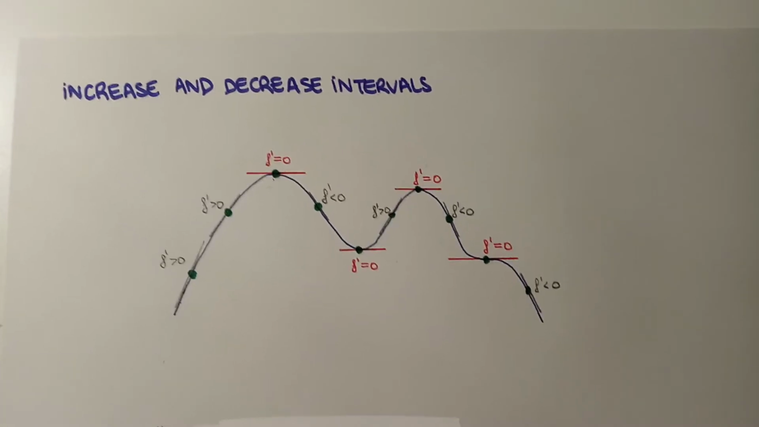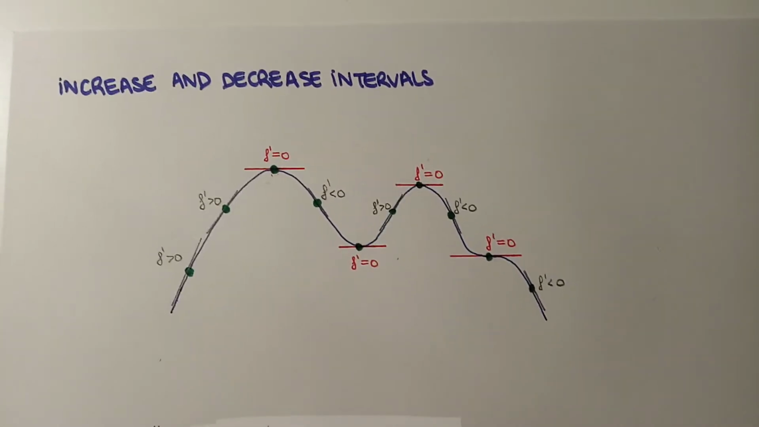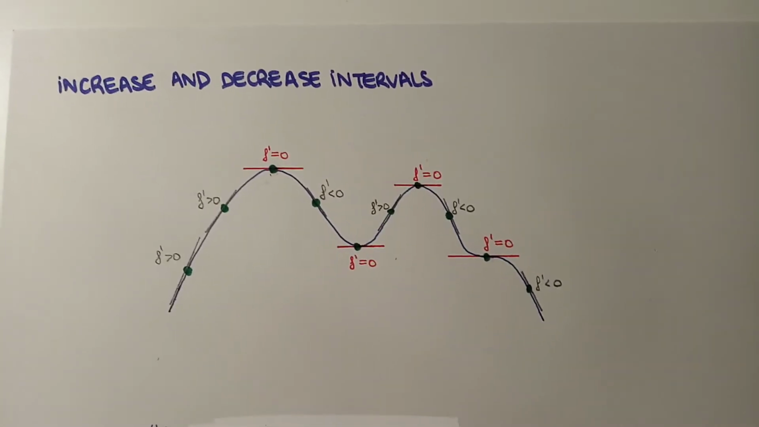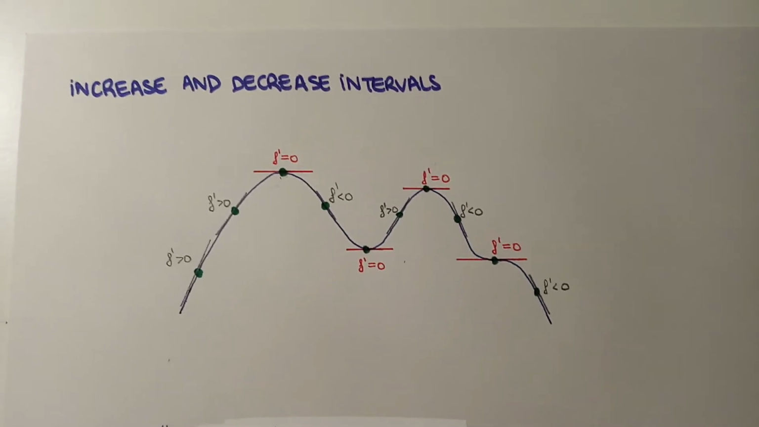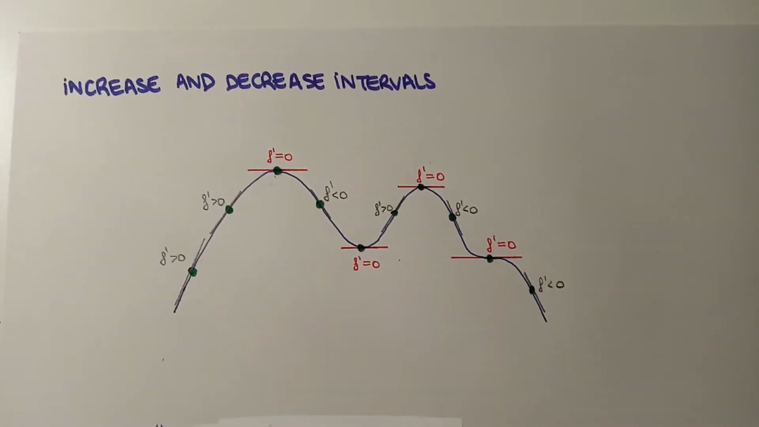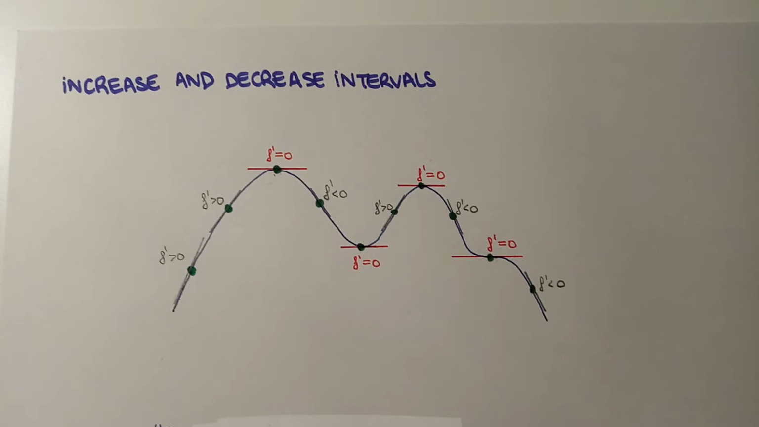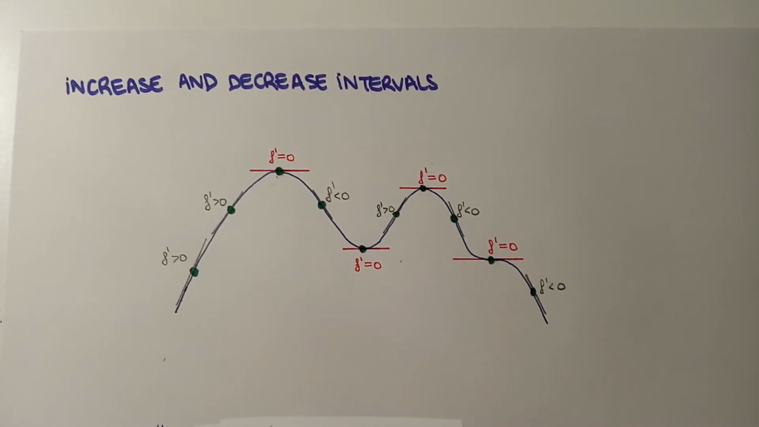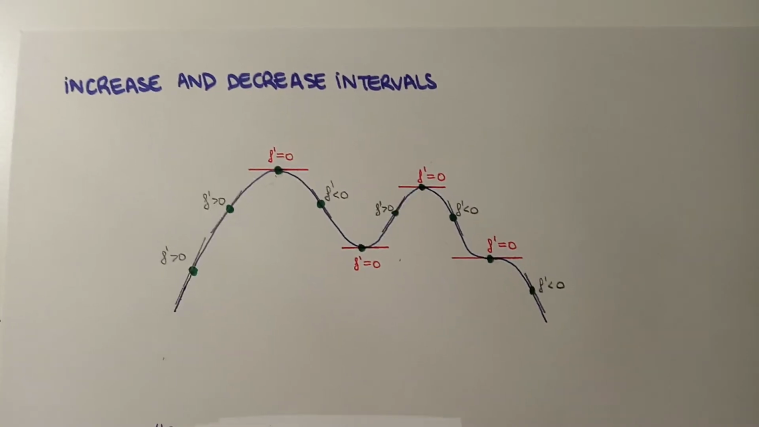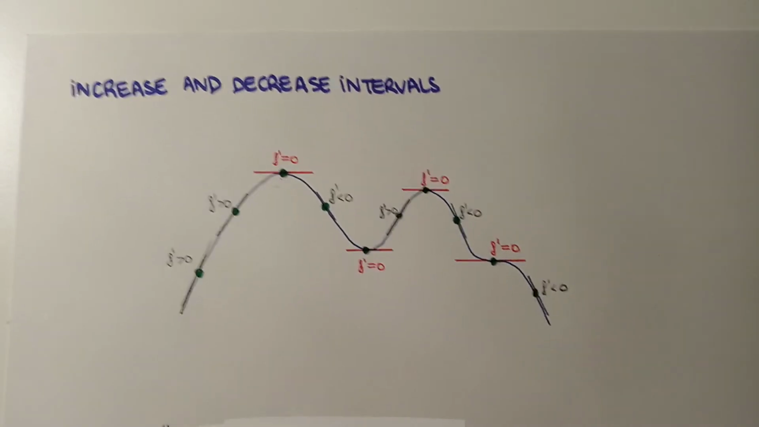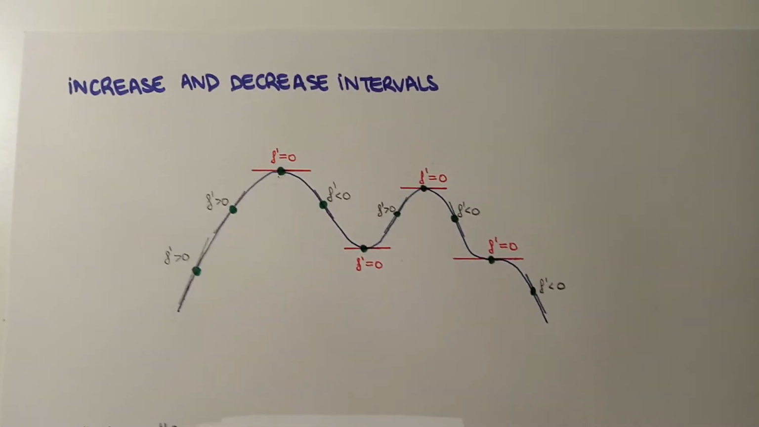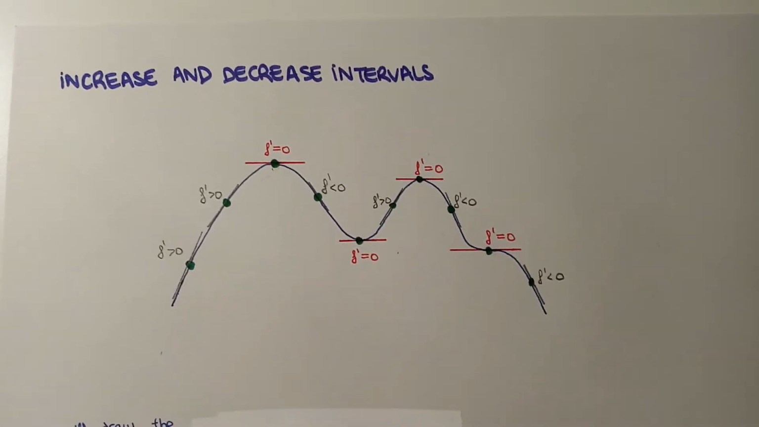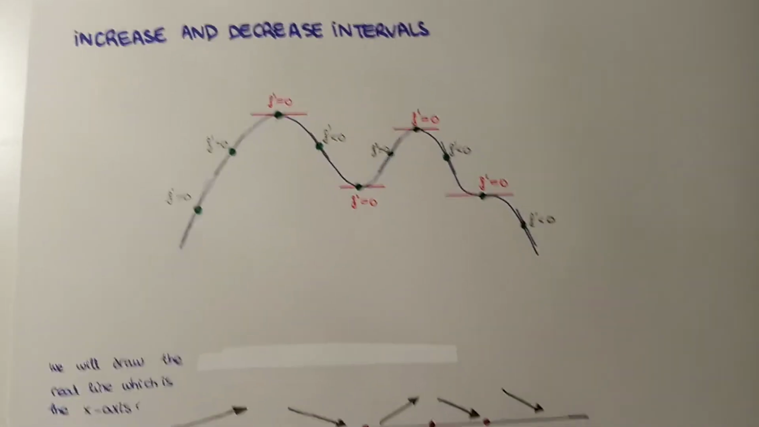So it seems that if we were able to calculate all the points where the first derivative is 0 and analyze the signs of the derivative on the left side and right side, it would be a good way to analyze if the function is increasing, decreasing, and so on. And this is exactly what we will do.